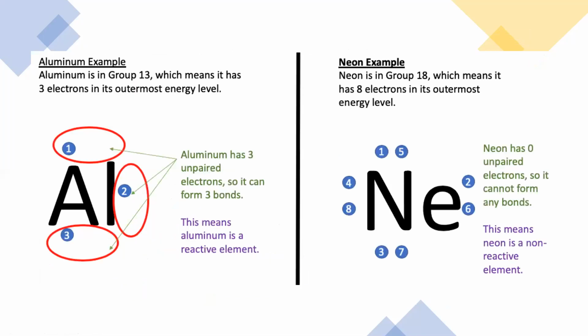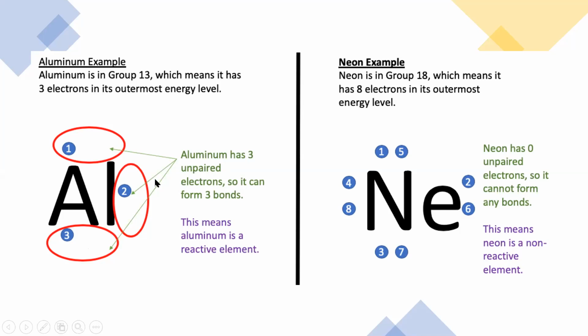So here's an example of aluminum and neon. Aluminum is in group 13, which means it has 3 electrons in its outermost energy level. So I drew them, 1, 2, 3. Now I have to determine whether it's reactive or non-reactive. The way you find that is first you look for what's called an unpaired electron. It means an electron that's all alone. So if you look at electron number 1, it doesn't have a buddy. It's all alone. Electron number 2, nobody. Electron number 3, nobody. So I circled all 3.